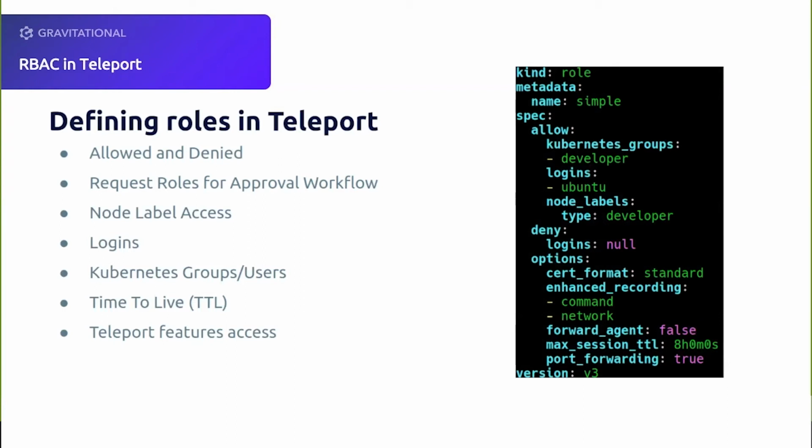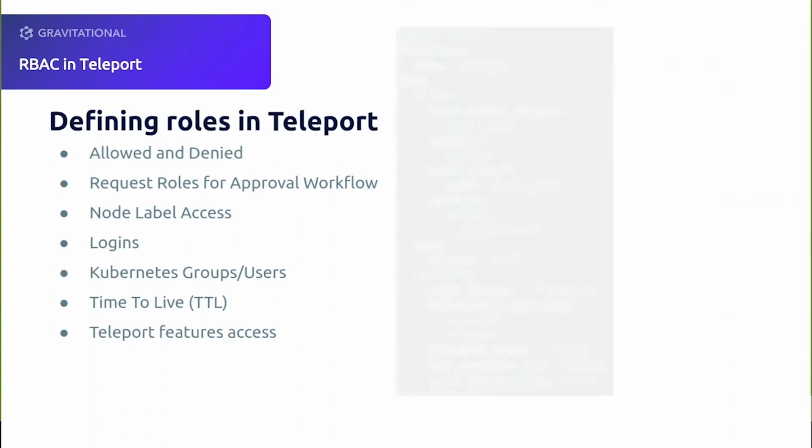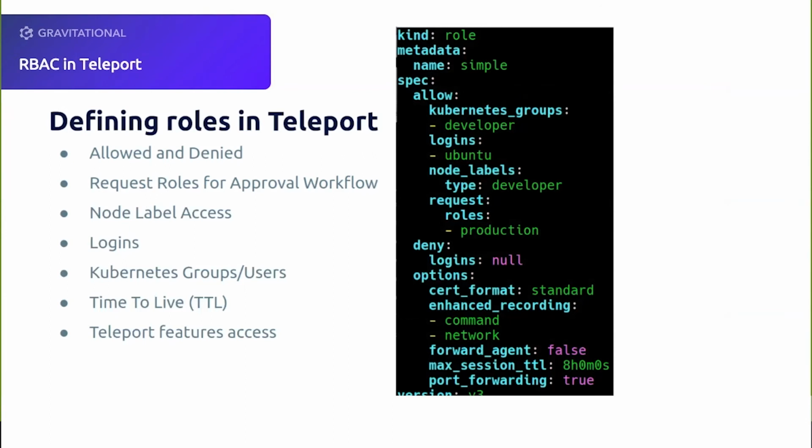So first, you have an example here where we have a Kubernetes group of developer. They can log in with an Ubuntu user, any nodes with developer, and just some other settings like the TTL of 8 hours. So that's literally, as it's called, a simple role. Now, going beyond that, we now want to look at, okay, well, this developer on occasion does need to get into production. So we're going to set a request of roles for production. That's in the middle here.